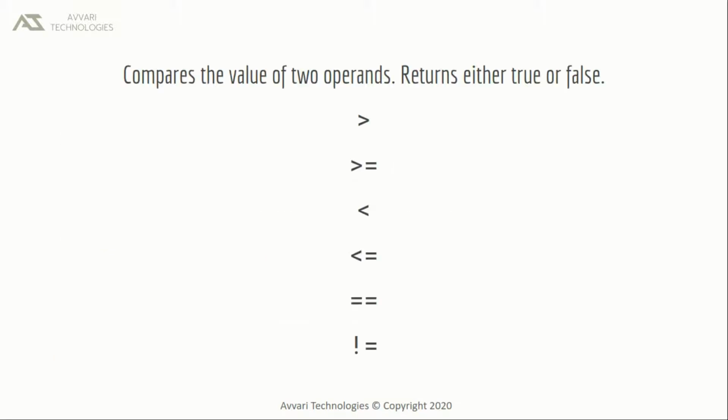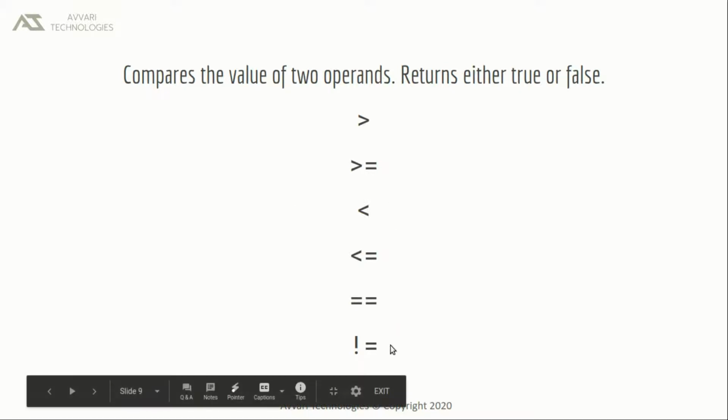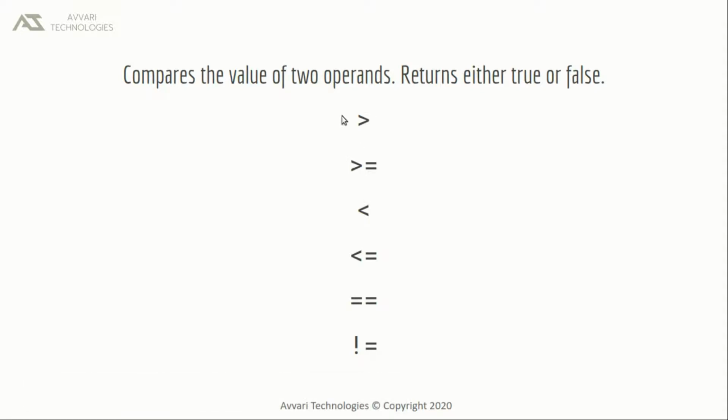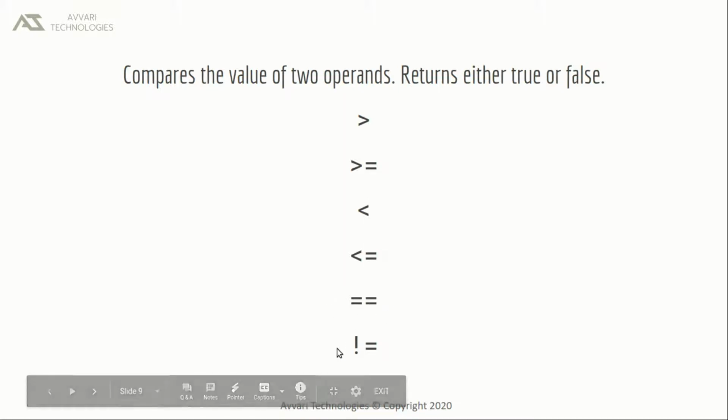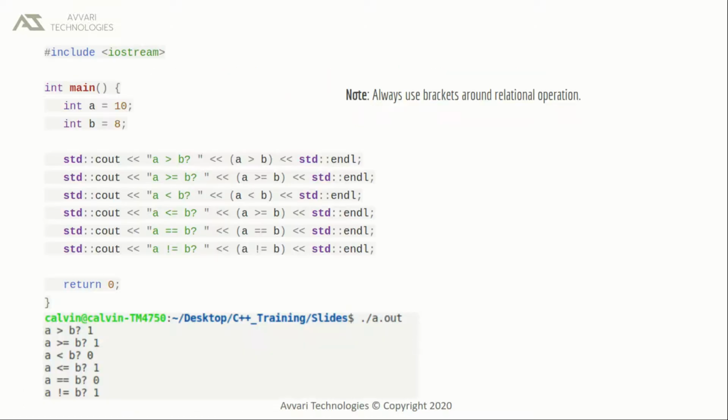Relational operators compare the value of two operands and return either true or false. There are 6 relational operators. Here is a list of the 6 relational operators. Say for instance we have two variables a and b. We can compare a greater than b, a greater than or equal to b, a less than b, a less than or equal to b, a equal to b, finally a not equal to b. The result will be either true or false.